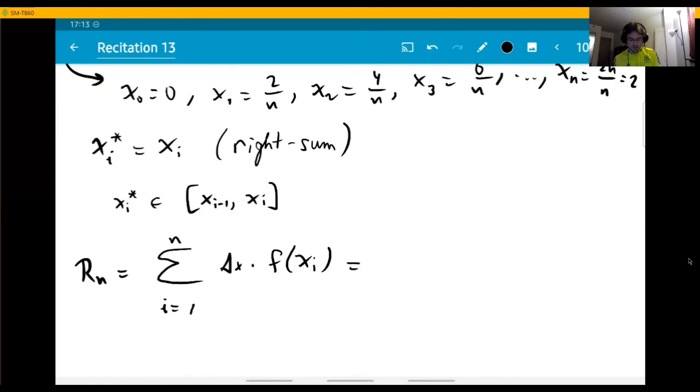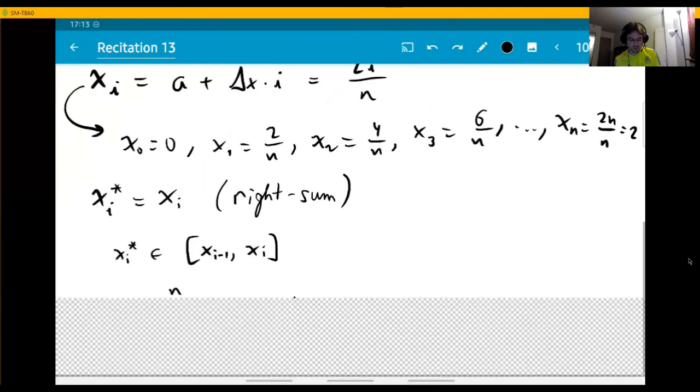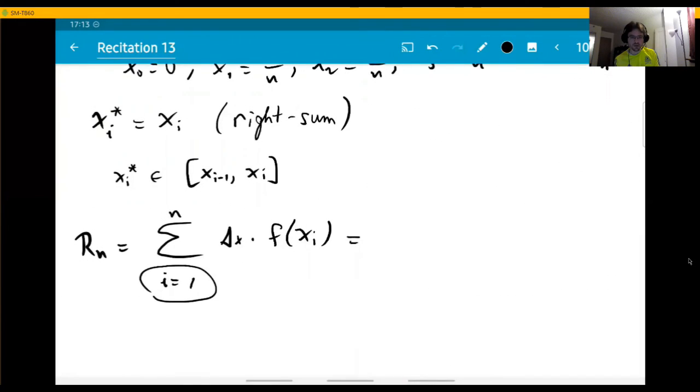Now delta x, I told you this is always the same number. It's always 2 over n. It's a number that does not depend on the summation variable, the dummy index i. So that number can be brought outside of the sum.